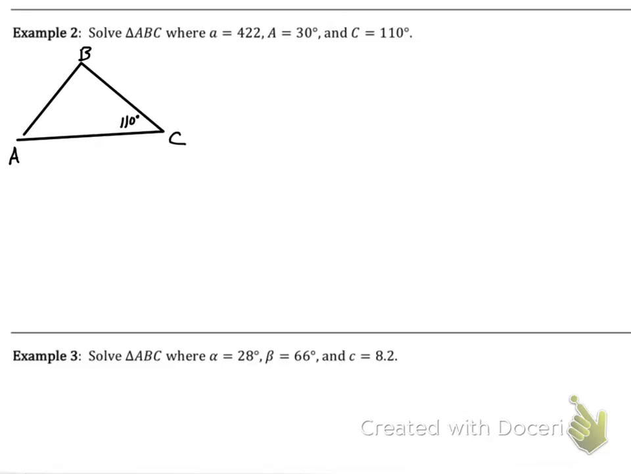So that's 110 degrees. My A is 30 degrees. That means for my B, I don't have to do anything else because 110 plus 30 is 140. I'm pretty sure I can do 180 minus 140 in my head. I'm pretty sure that's 106 degrees. No, it's 40 degrees. So we already know our angle. The side they give me is 422, and that is A. Let's put that back in black.